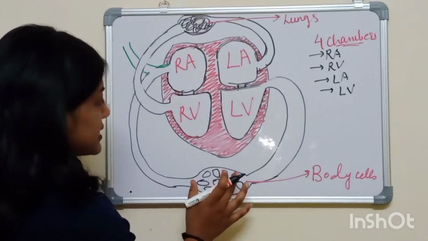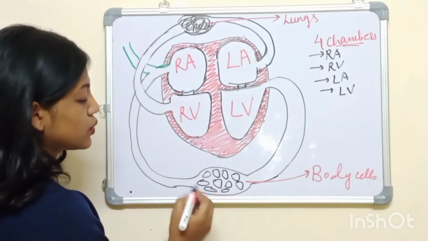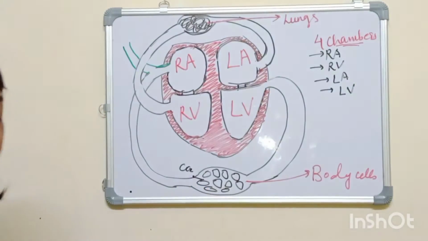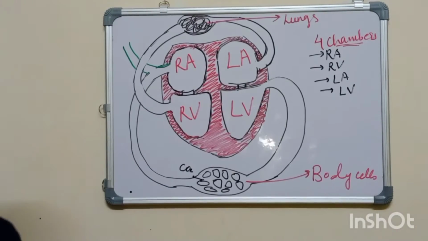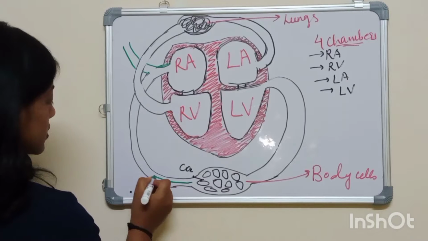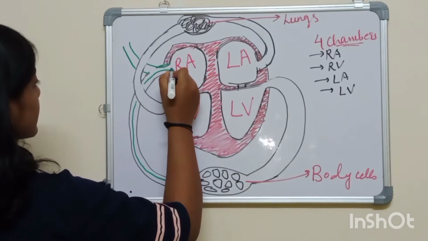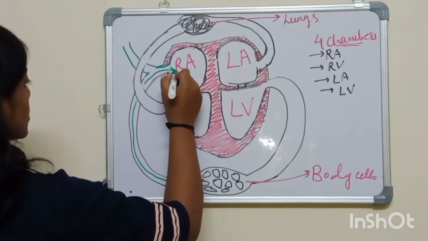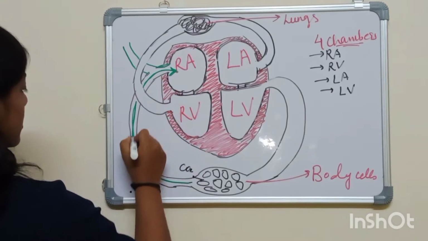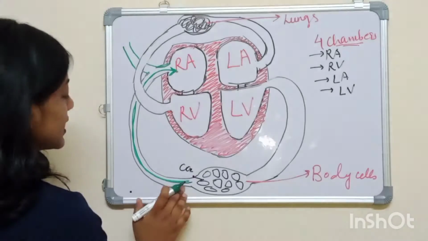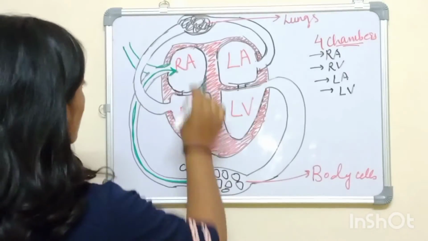Now, the body cells produce CO2, right? This CO2 or the deoxygenated blood goes into the right atrium. Okay, the deoxygenated blood goes from the body cells to the right auricle.